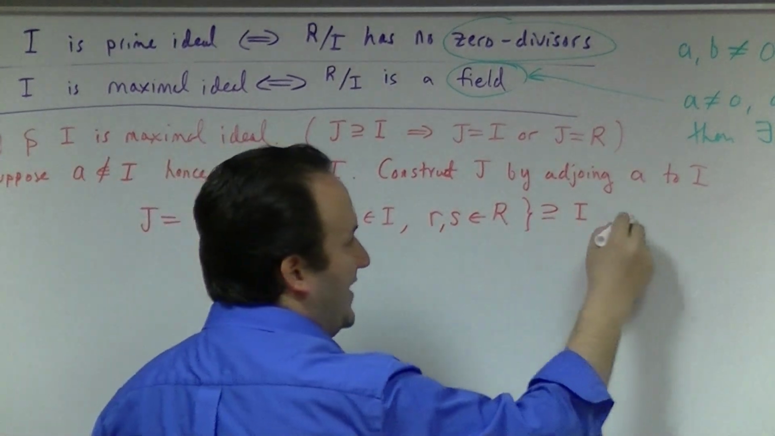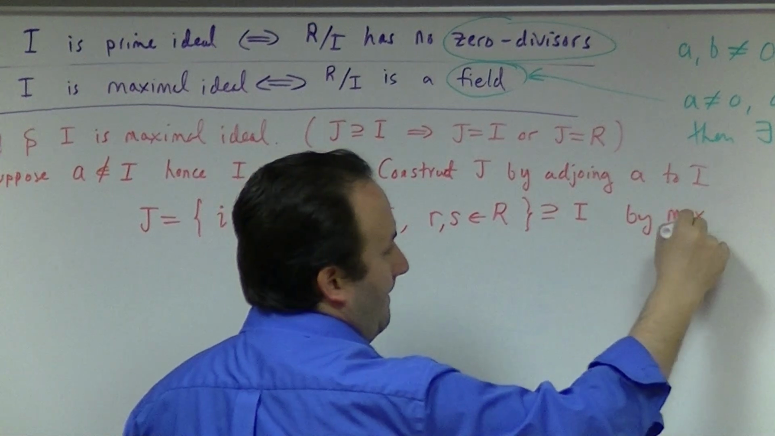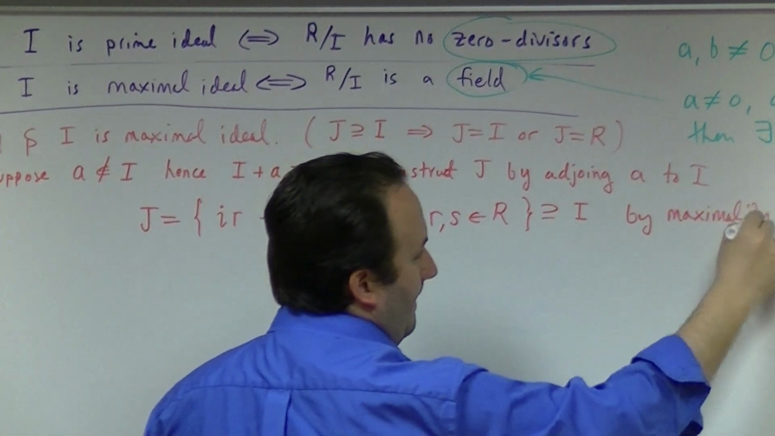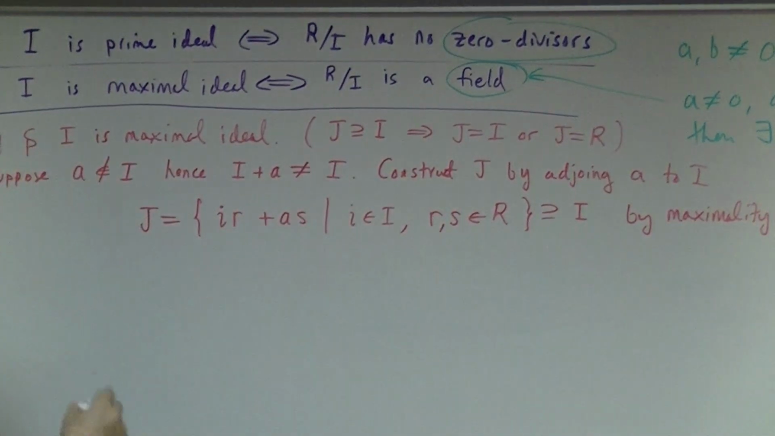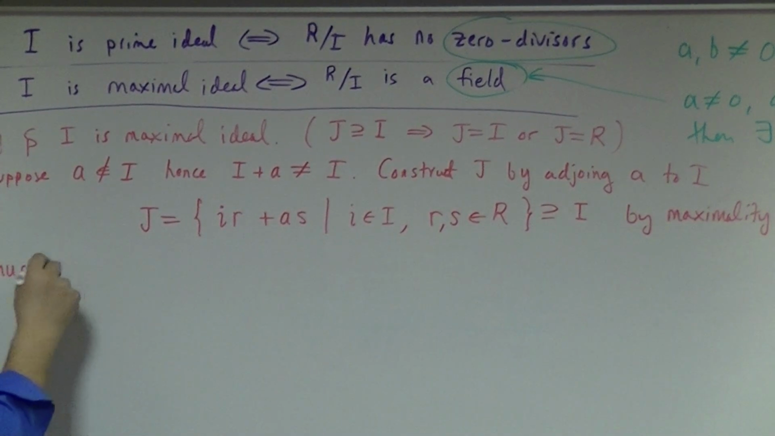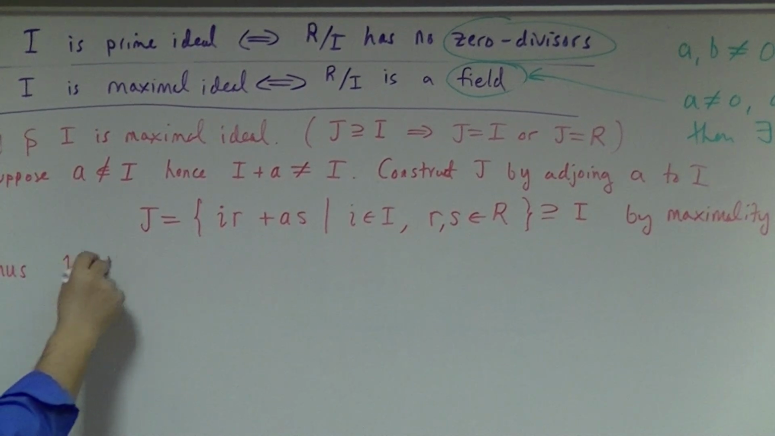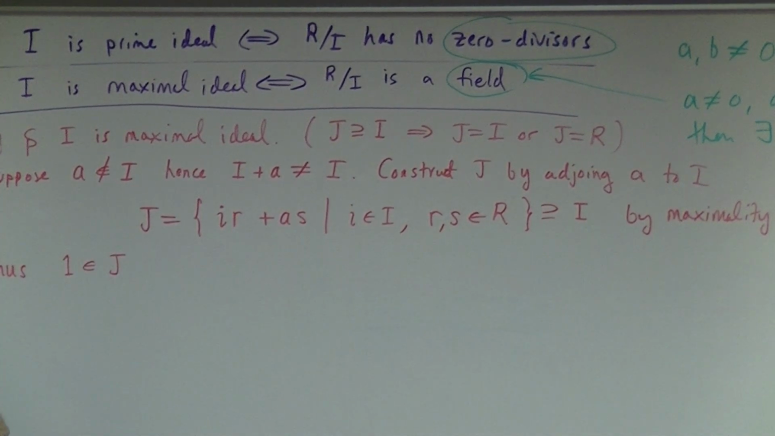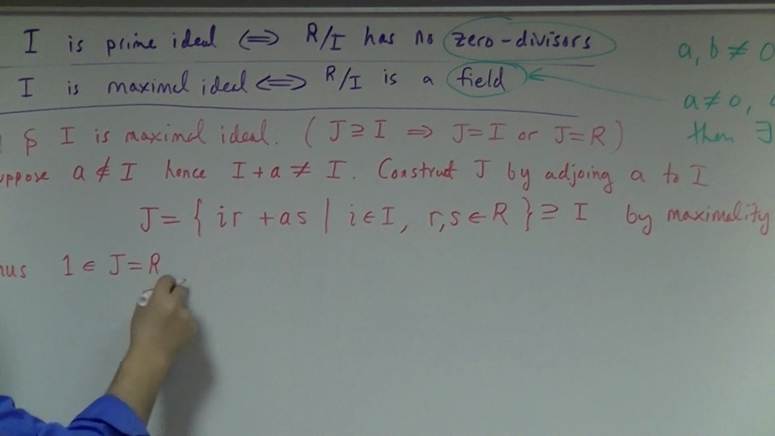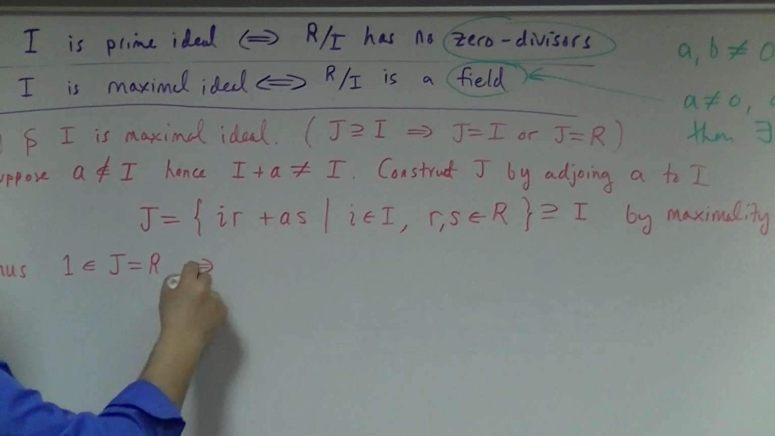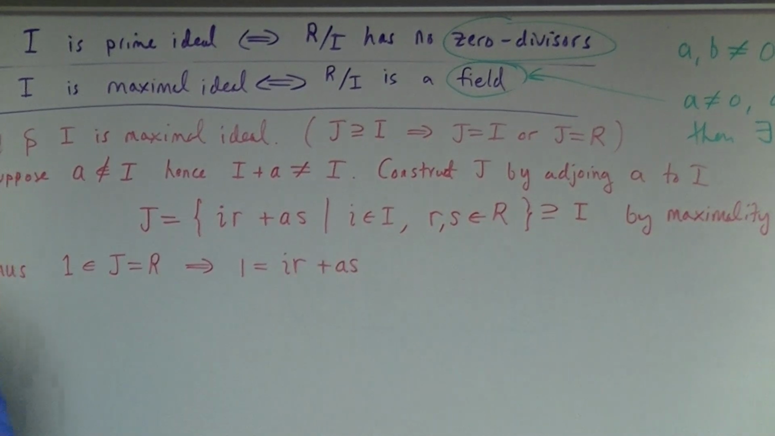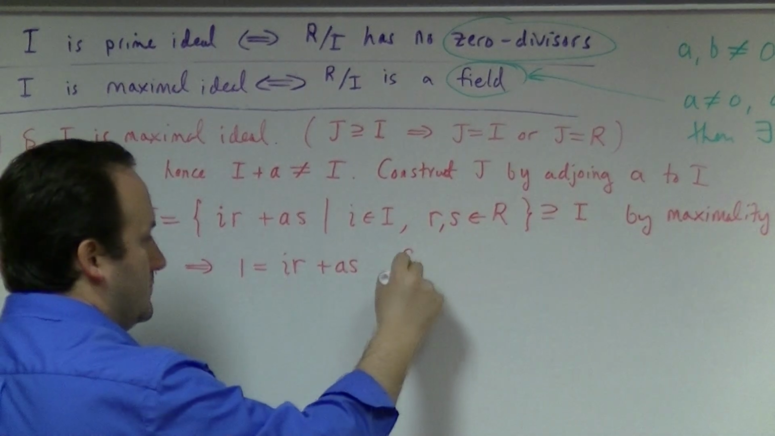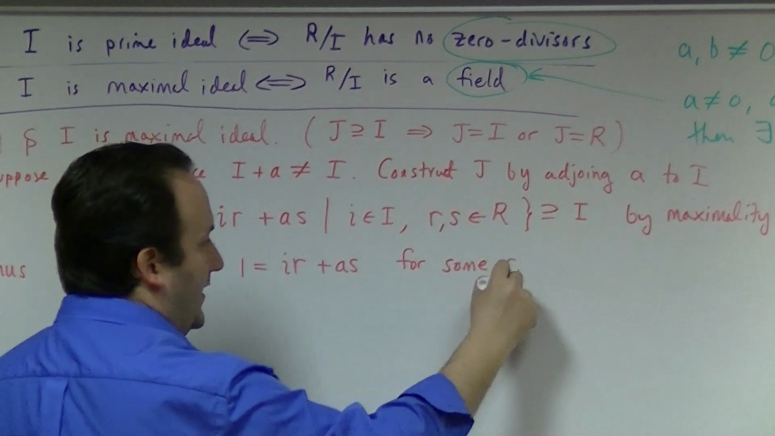Consequently, by maximality, J has to be the whole ring. Thus, 1 is an element of J, which is equal to R again. And that implies what? 1 is equal to IR plus AS for some ring elements R and S.